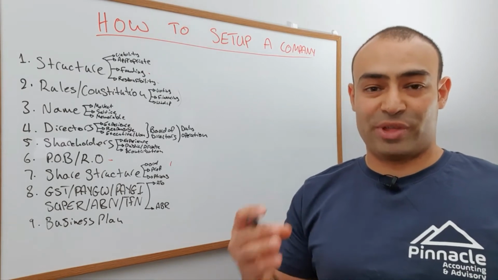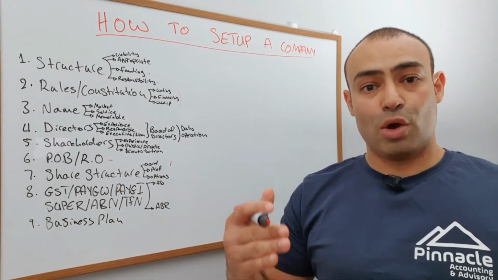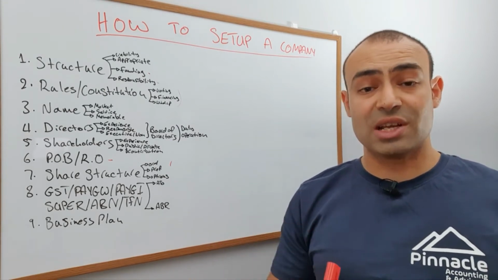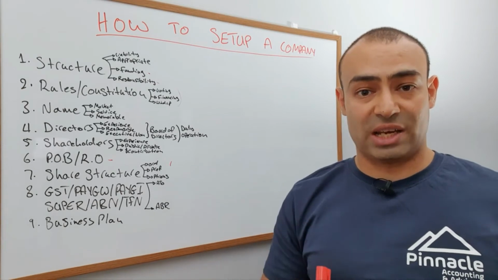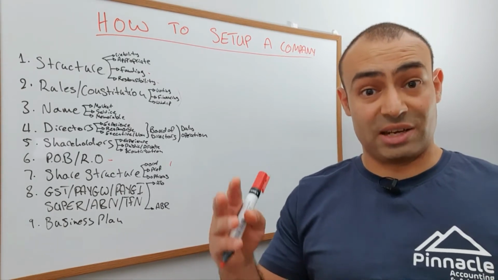The fourth is the directors. You can't have a company without directors. What do the directors do? The directors operate the company on a day-to-day basis. Generally speaking, there's 2 types of directors. There's executive and non-executive directors. The executive directors operate the company on a day-to-day basis.